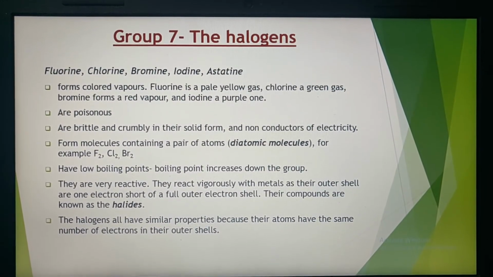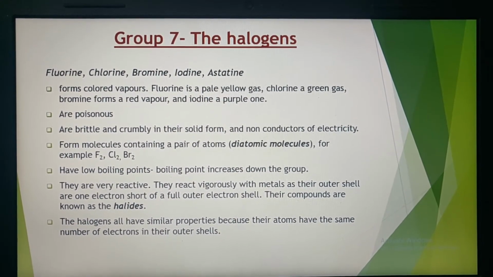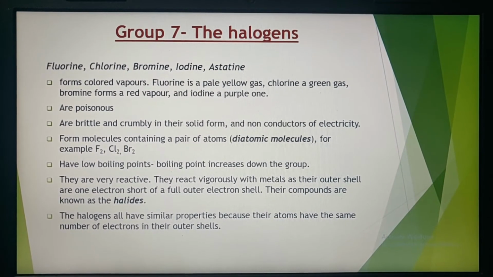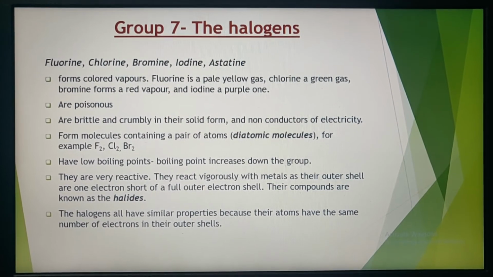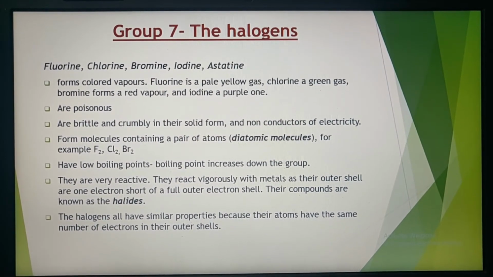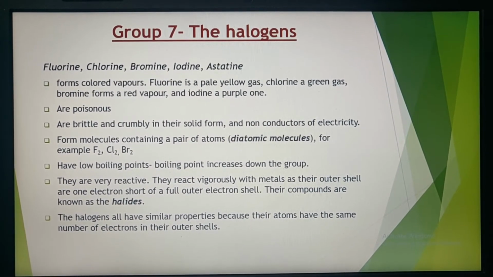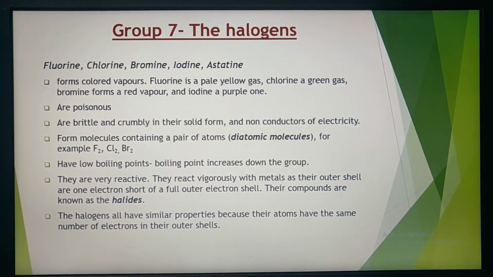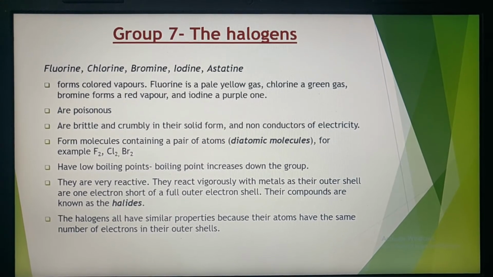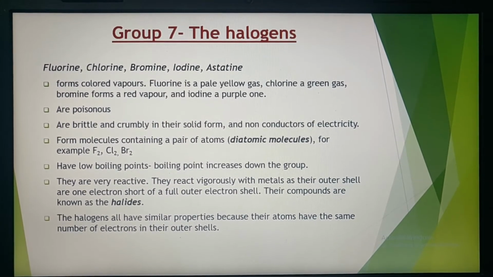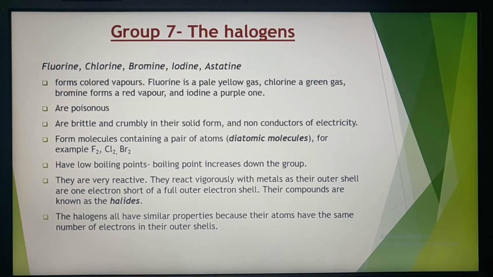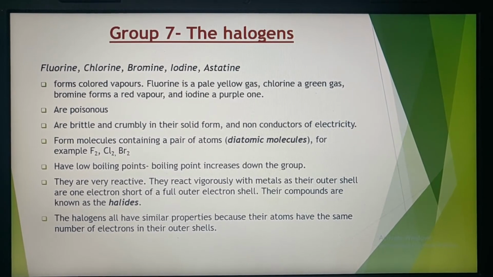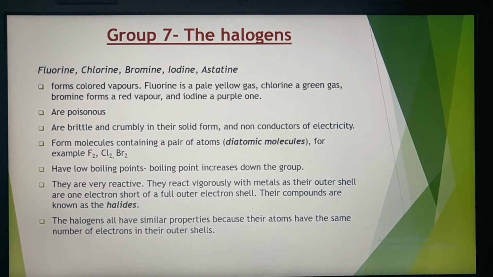The next important non-metallic group is group 7, known as the halogens. It contains fluorine, chlorine, bromine, iodine, astatine. They form colored vapors. Unlike group 0, this time group 7 forms colored vapors. Fluorine is a pale yellow gas, chlorine is a green gas, bromine forms a red vapor, and iodine a purple one. They are poisonous, they are brittle and crumbly in their solid form, and also non-conductors.